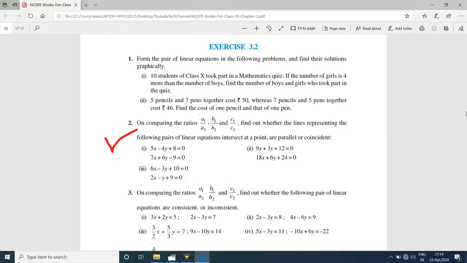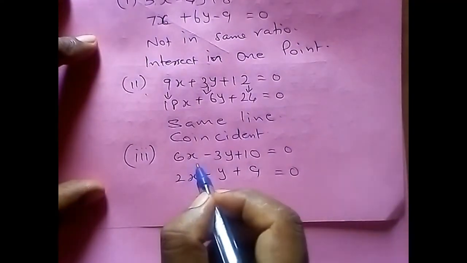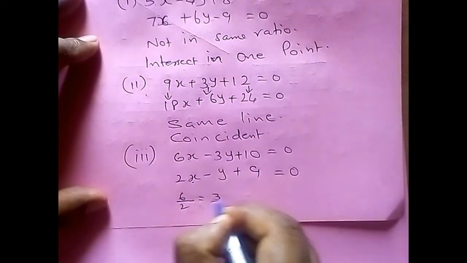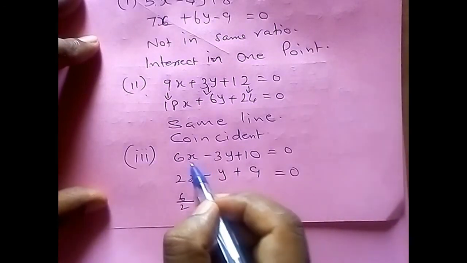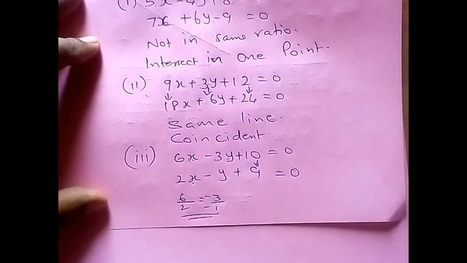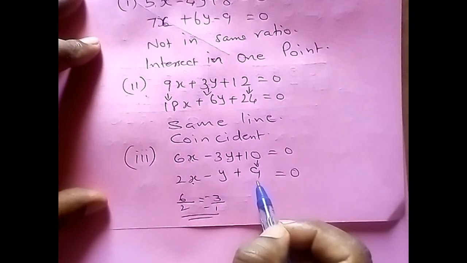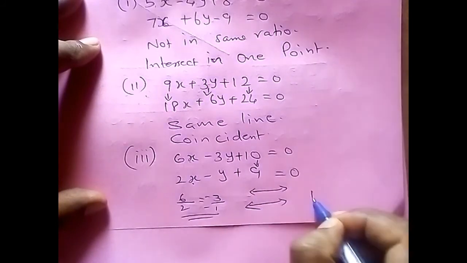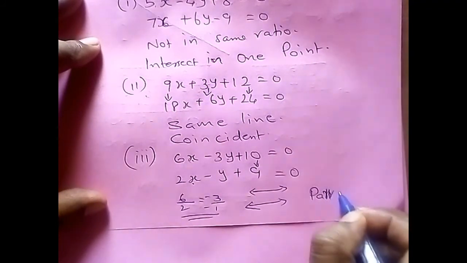Third case, 6x minus 3y plus 10 equal to 0 and 2x minus y plus 9 equal to 0. Here you can see that 6 by 2 is equal to 3, and minus 3 by minus 1 is also 3. That means x and y are in the same ratio, but the constant term is not in that ratio. So when x and y are in the same ratio and the constants are not in the same ratio, these two lines will be parallel. So we can say these two lines are parallel.